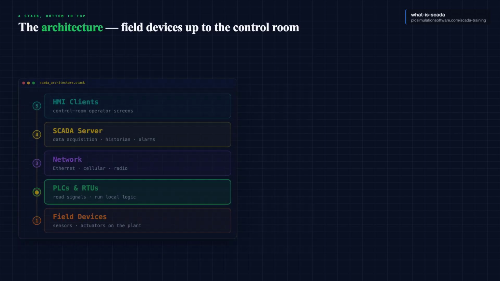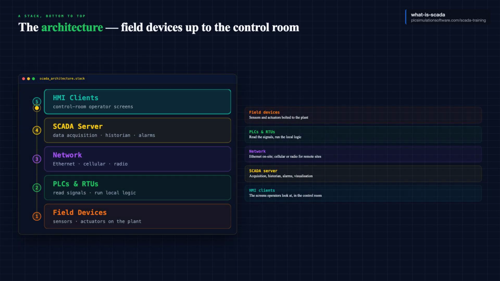So what does that layer look like? Think of it as a stack bottom to top. At the very bottom are the field devices, the sensors and actuators bolted to the plant. Just above them sit the controllers, the PLCs and RTUs, reading those signals and running the local logic. Those controllers talk over a network up to a SCADA server. For a plant, that network is Ethernet. For remote sites, a pipeline, a pump station out in the desert, it might be cellular or radio.